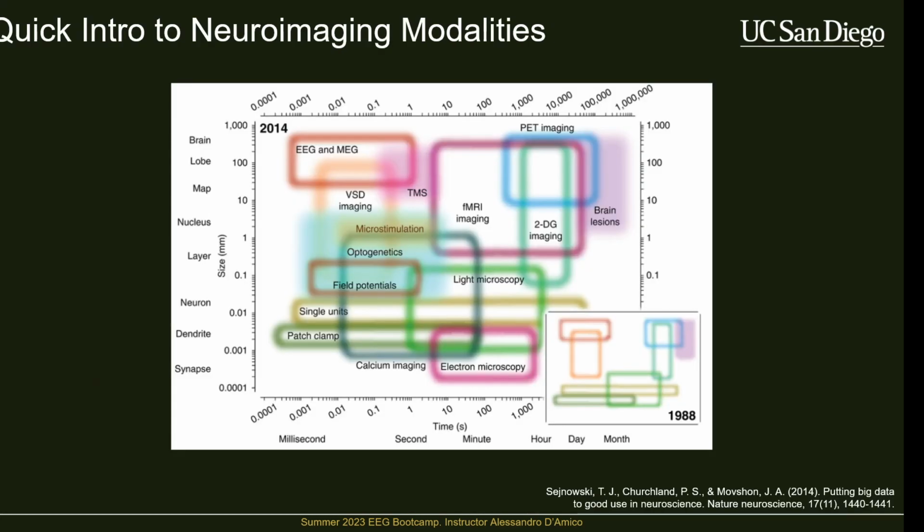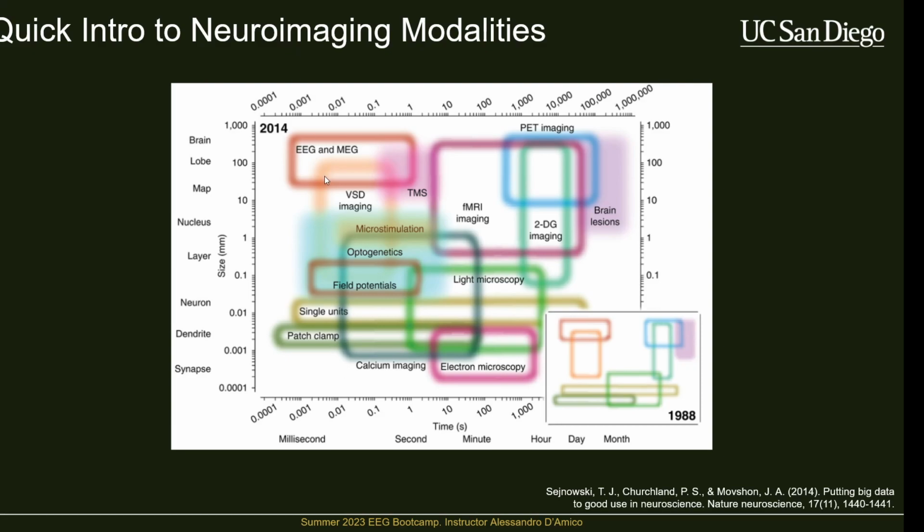I really, really like this figure. It puts most of the neuroimaging methodologies into perspective, and I want to draw special attention to the axes. On the y-axis, we have size in millimeters, but really we can just think about this with the labels. And on the x-axis we have time. What this is essentially trying to show is the different trade-offs that modalities have.